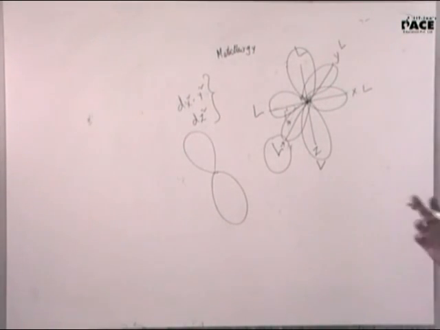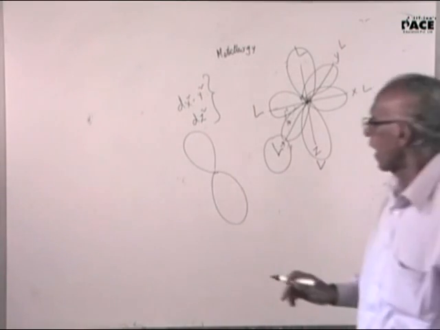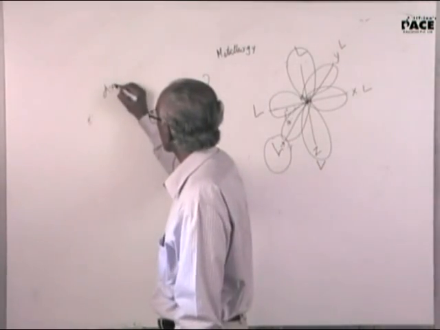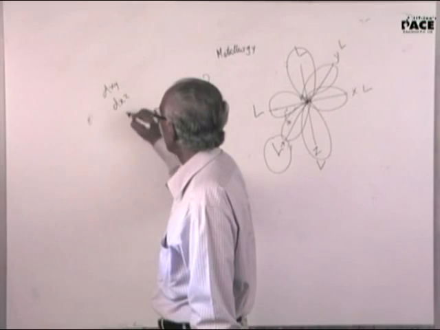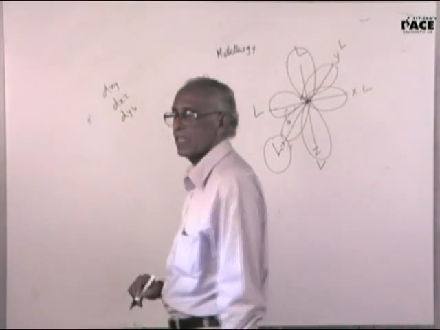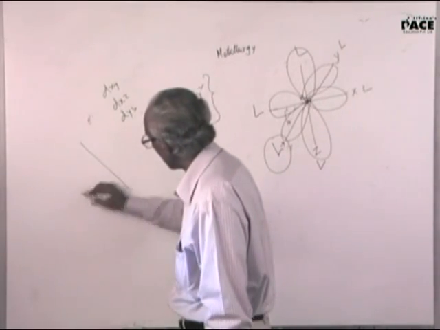Whereas the other 3 orbitals, that is dxy, dxz and dyz, they are pointing in between the axes.